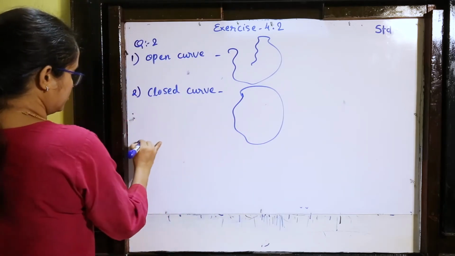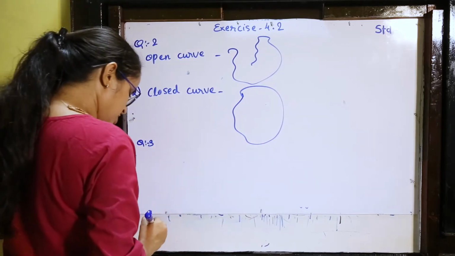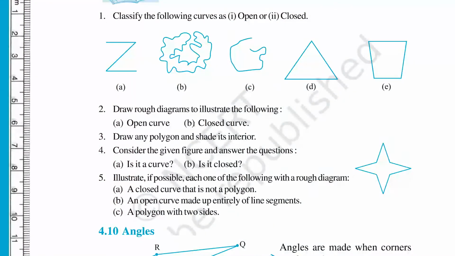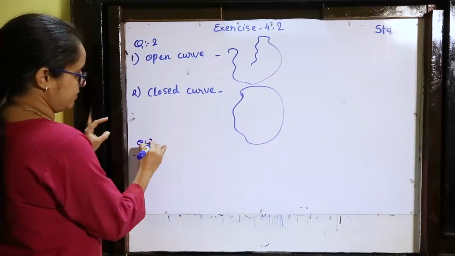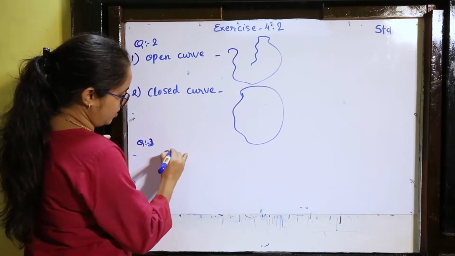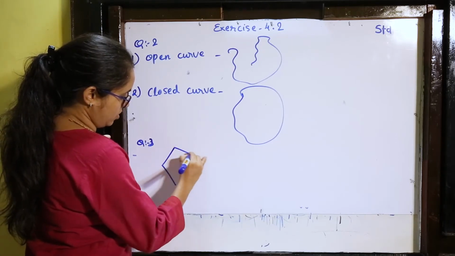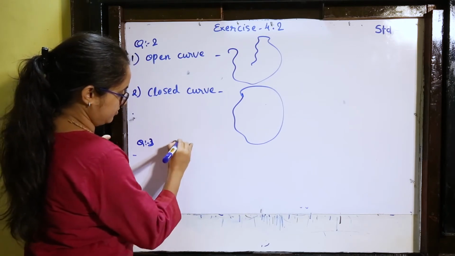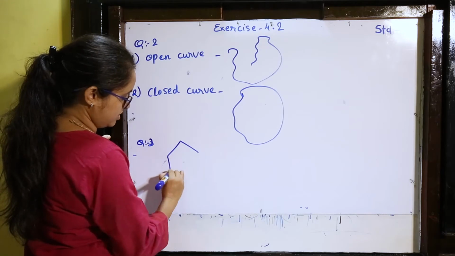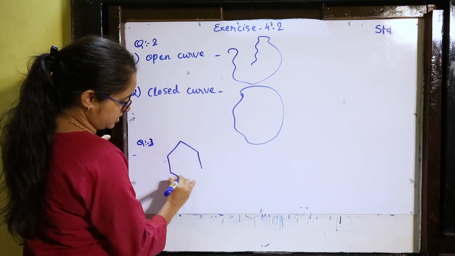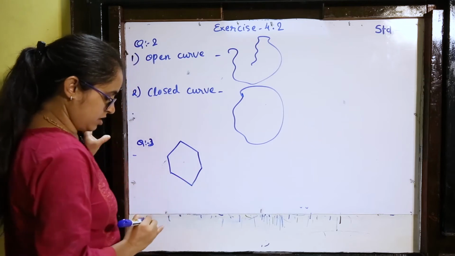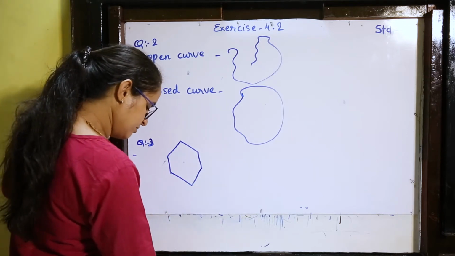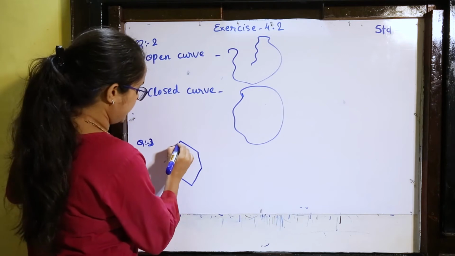Now question number 3. Question number 3 is: draw any polygon and shade its interior. Shade means you have to shade the interior part. So if I am drawing any polygon, I am drawing a hexagon or a pentagon. Let me draw a hexagon. You know hexagon, right? It has 6 sides. Okay, so it is a hexagon and you have to shade the interior part.